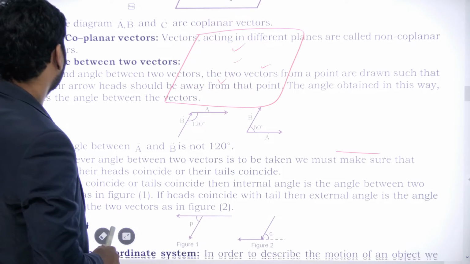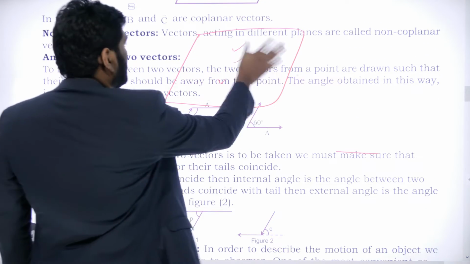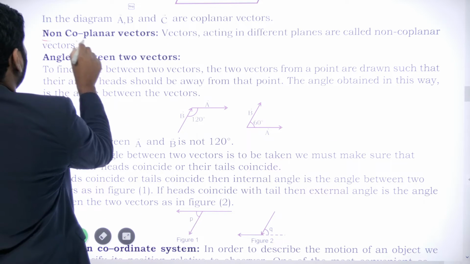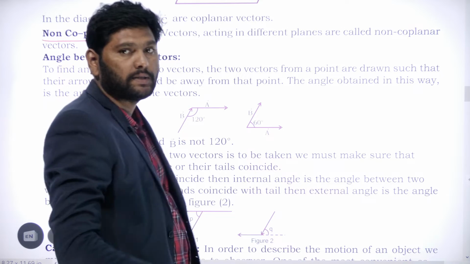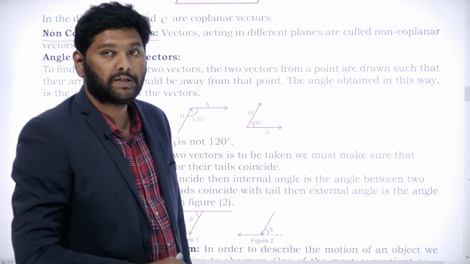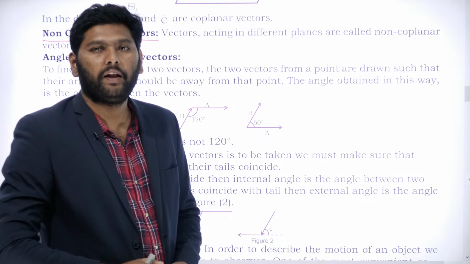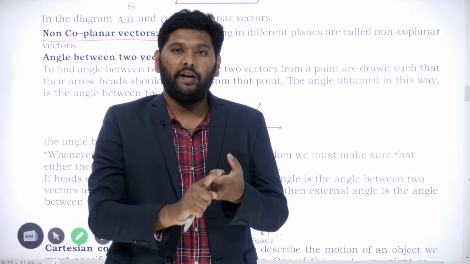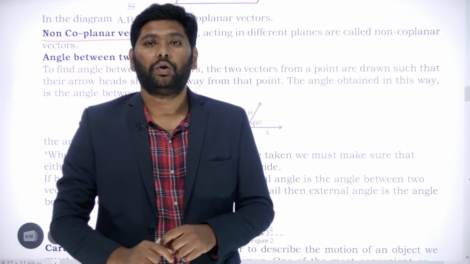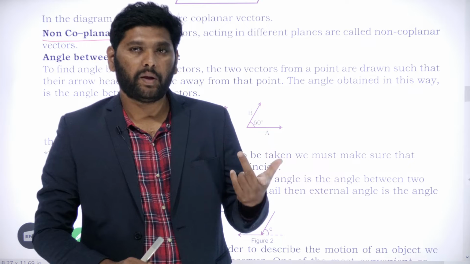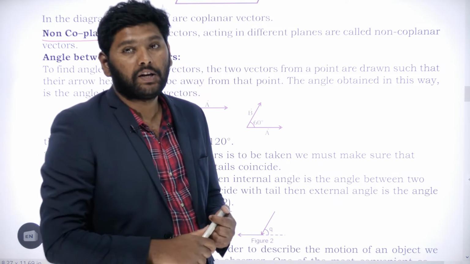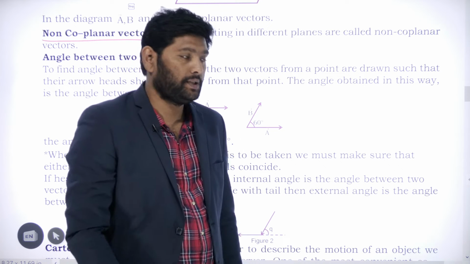So this is the way. See the definition here. Non-coplanar vectors: what does it mean? Vectors with different magnitudes, in different planes and different directions are known as non-coplanar vectors. If they act in different directions, with different magnitudes, but in the same plane, those are called coplanar vectors. If they act with different magnitude, different direction, in different planes, those are called non-coplanar vectors. I hope you understood this.